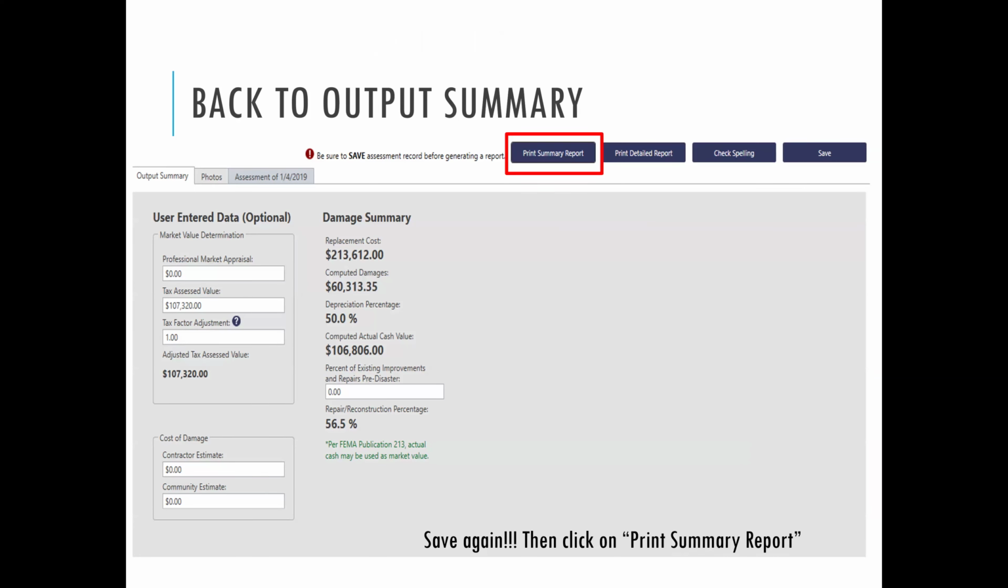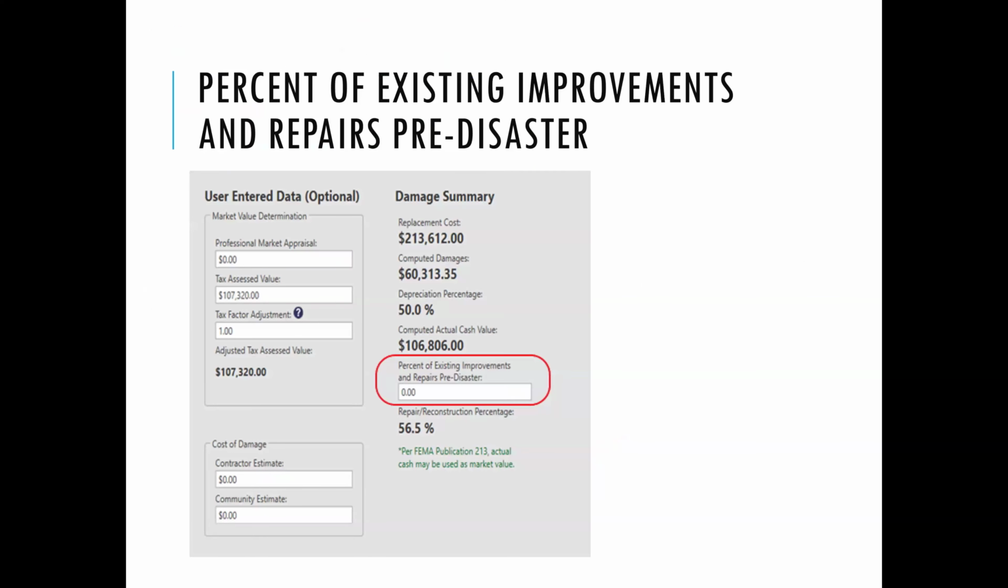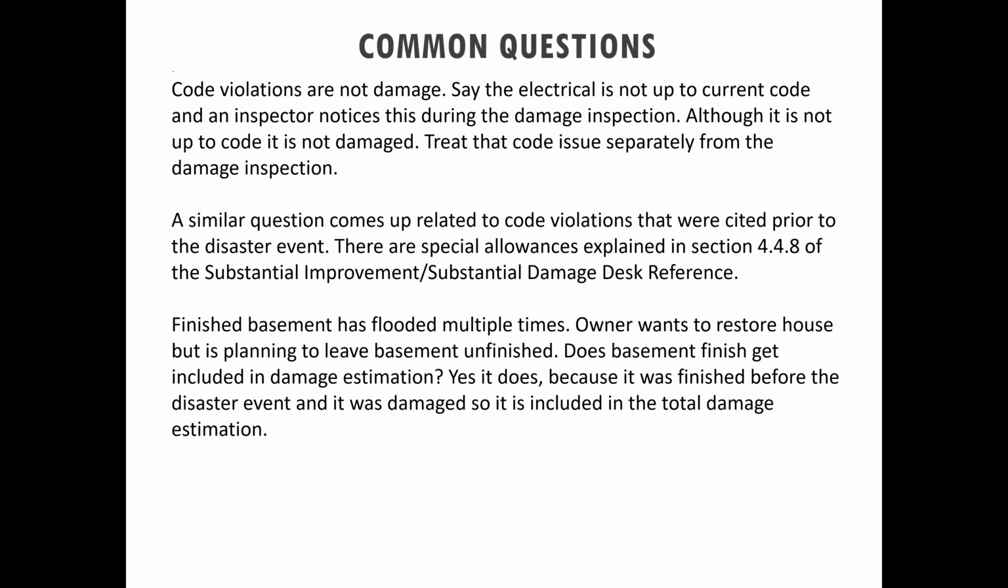And then this is where you can print the summary report, and it's really nice. This is what it looks like. They have a little signature line that you can put with your letter. And basically this will show people how you did the assessment and what you looked at, and your letter will explain how to appeal it. Okay. If you don't hit save, some of this information will be missing, and then you'd have to go back to the tabs and put that in.